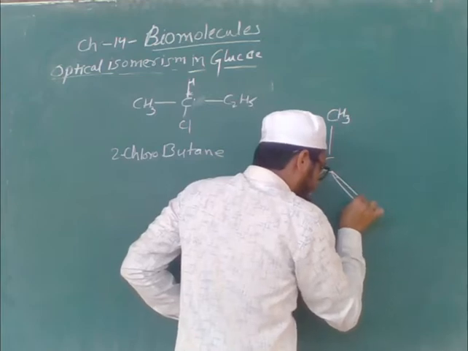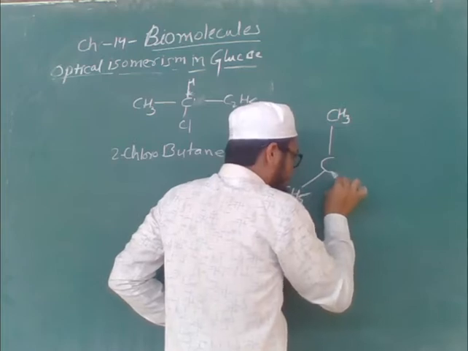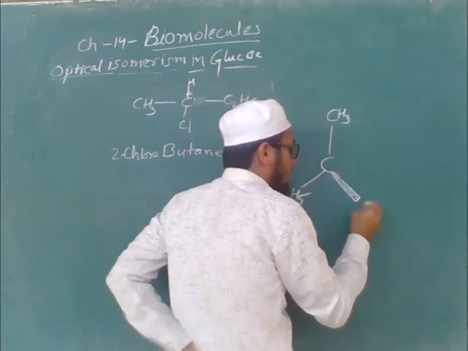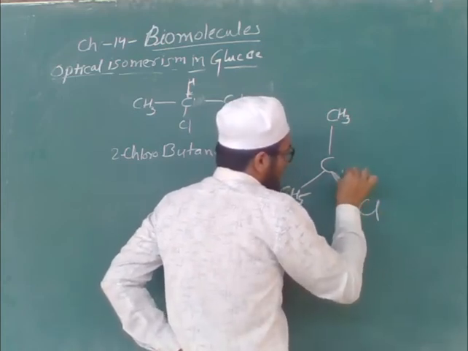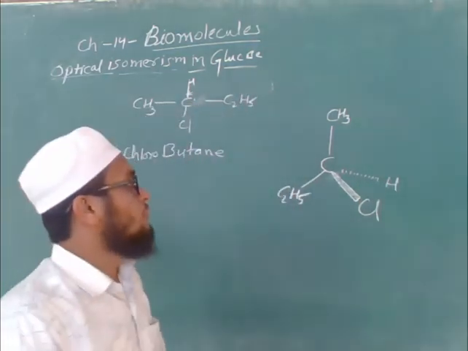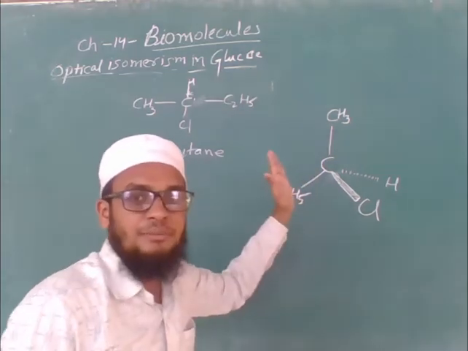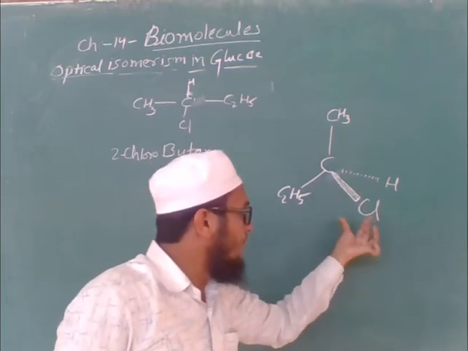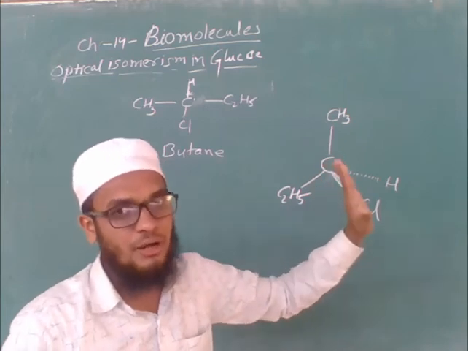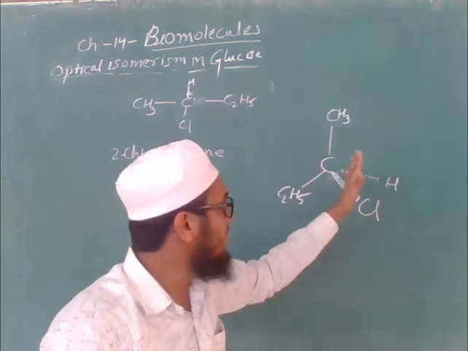With this wedge shape, this bold line, it is called the wedge shape, chlorine, and this dashed line, hydrogen. These 2 single lines are in the plane, and this wedge-shaped bold line means that this chlorine is coming out of the board towards the viewer, and this hydrogen is at the back of the board. That's why it is drawn with the dashed line.